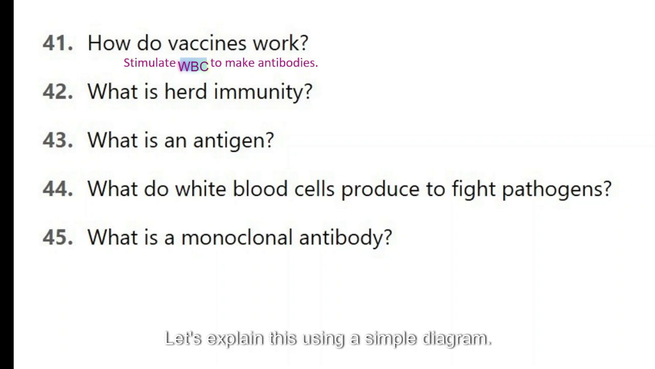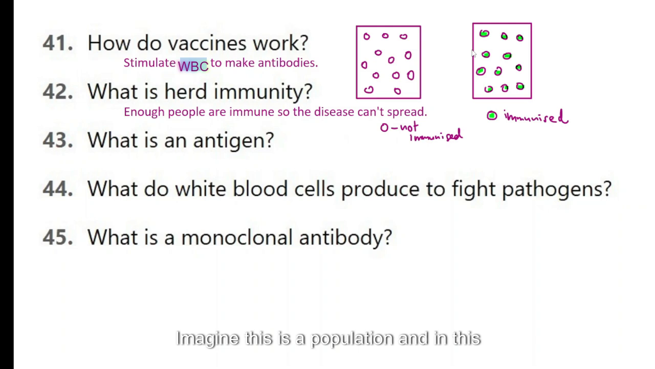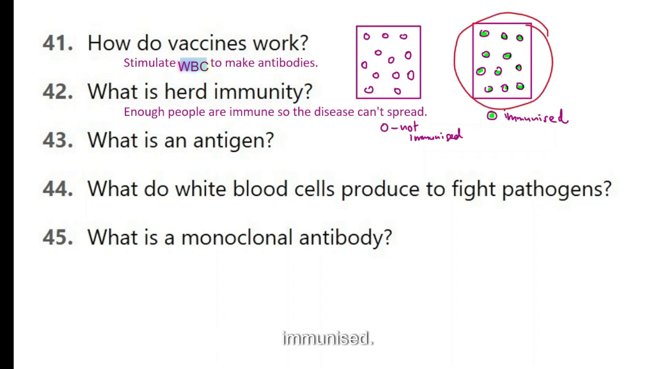Let's explain this using a simple diagram. Imagine this is a population, and in this, people are not immunized, they are not vaccinated, and here's a different one. I am using a different color for this. So in this one, the majority of the people are immunized.